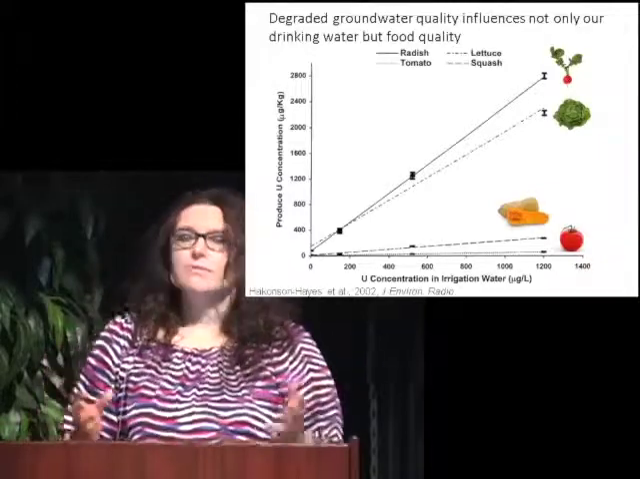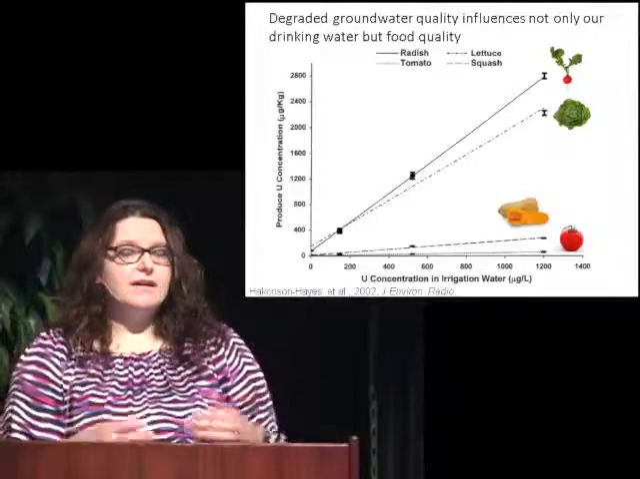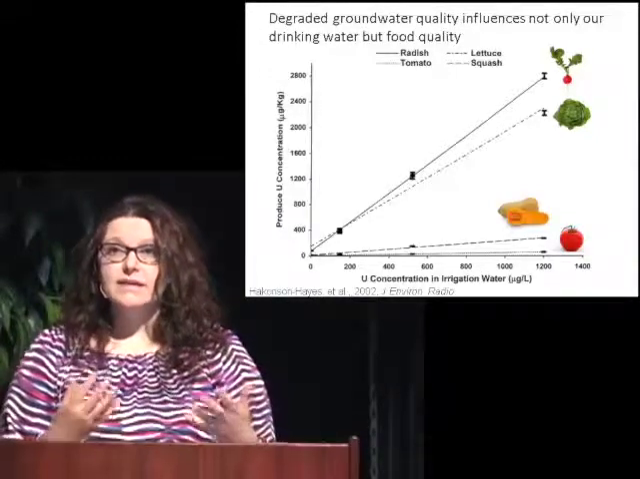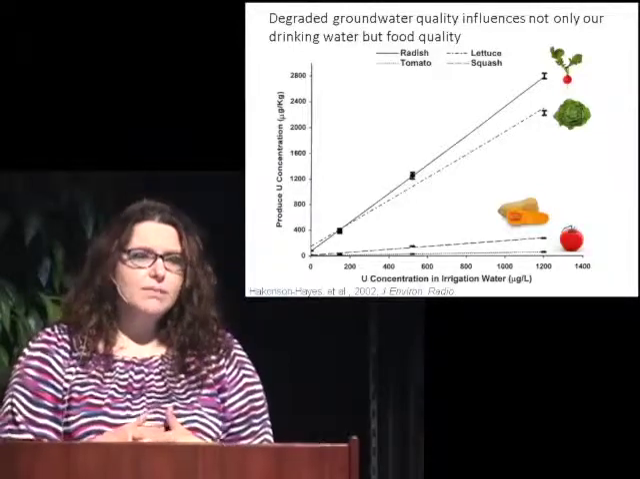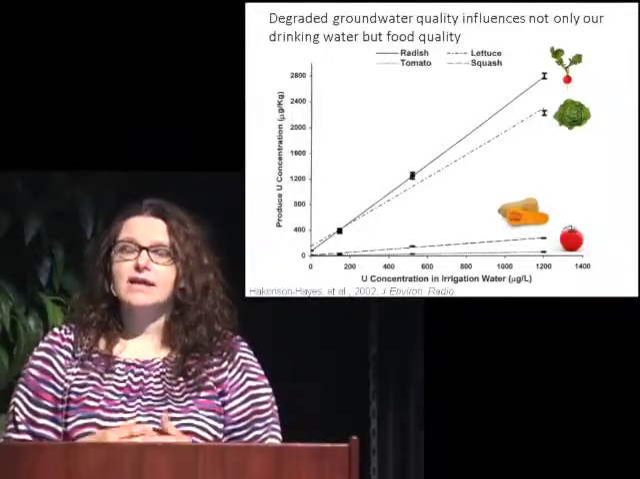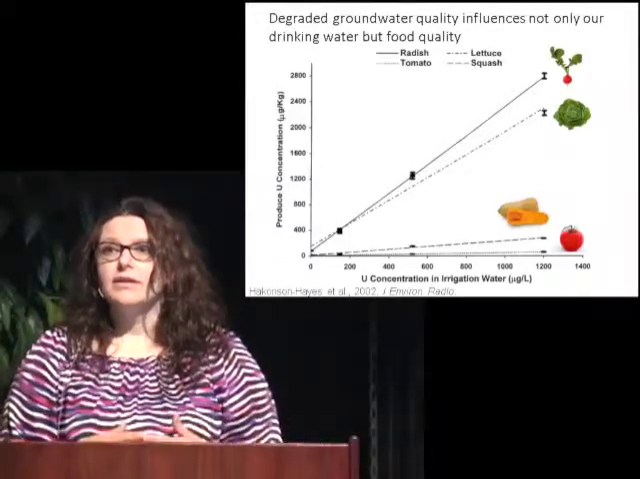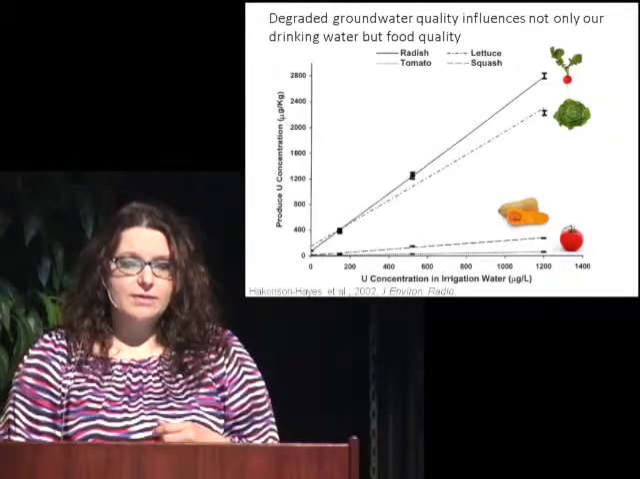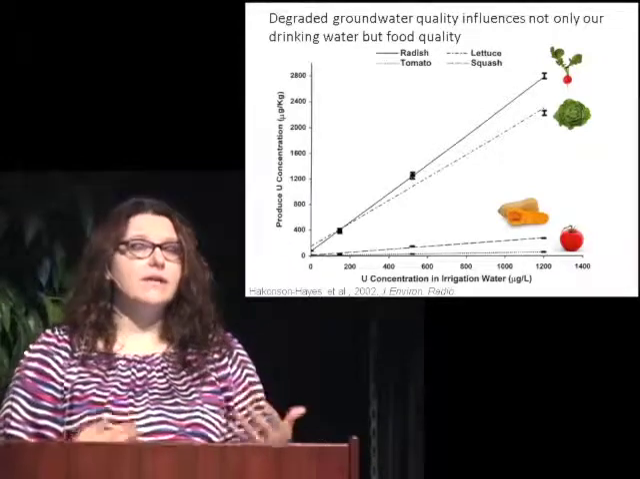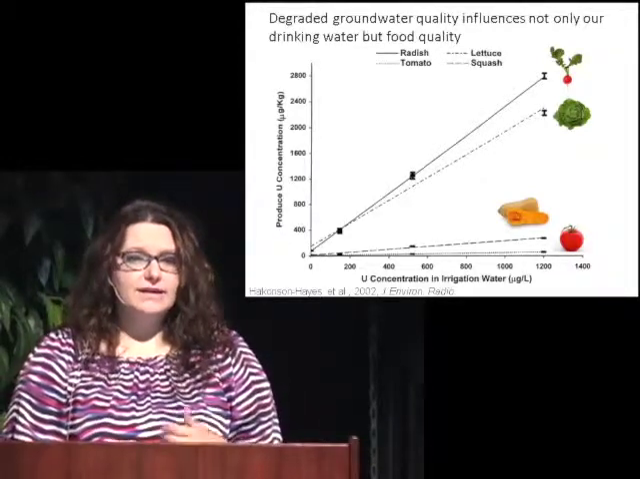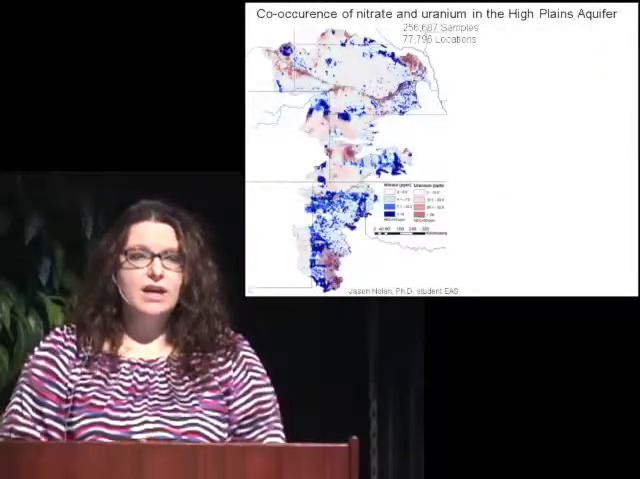But, you know, to point out, it's not just drinking water. Of course, we could be affected through drinking this nitrate and uranium, as Nebraska does get most of its drinking water from groundwater. But the other thing to consider is that food quality could also be potentially affected by uranium in irrigation water, as some food crops, tomatoes, squash, lettuce, and radishes, have been demonstrated to take up uranium and accumulate it into biomass. So there is an issue not only with drinking water, but potentially food crops.